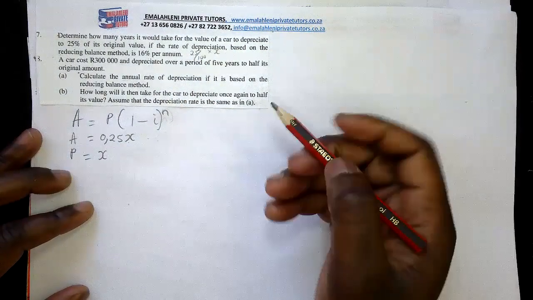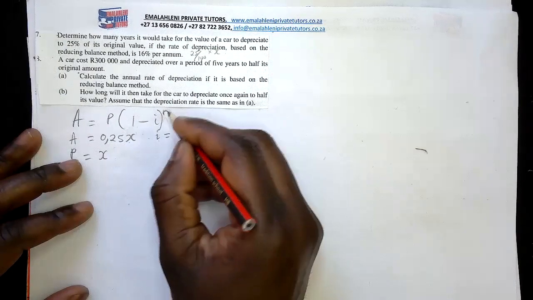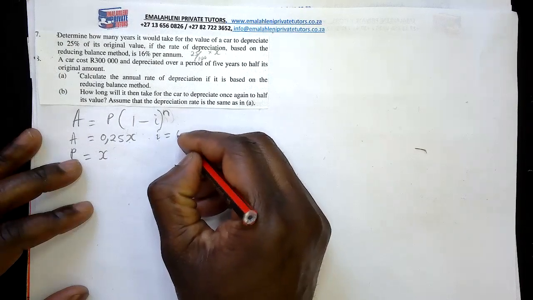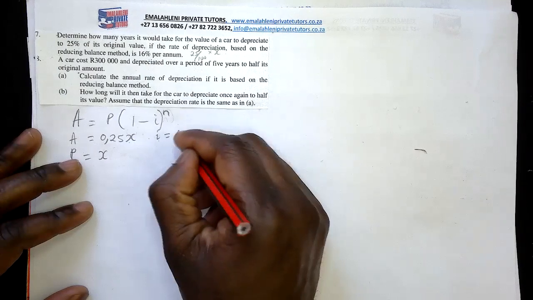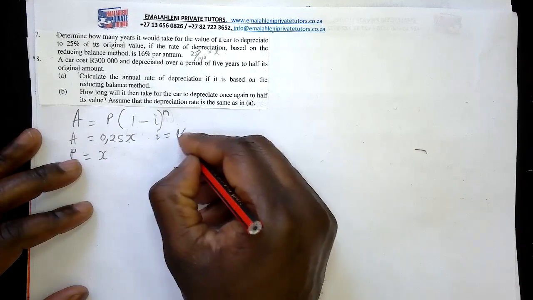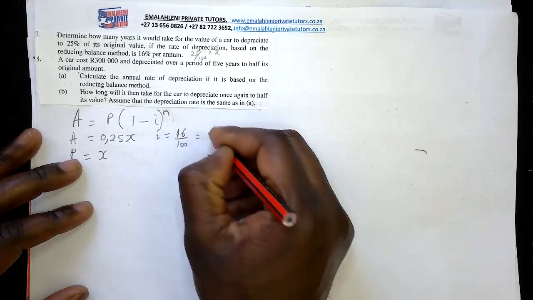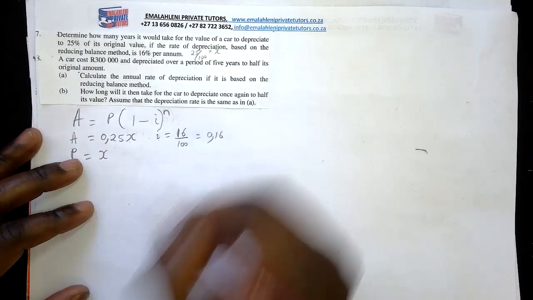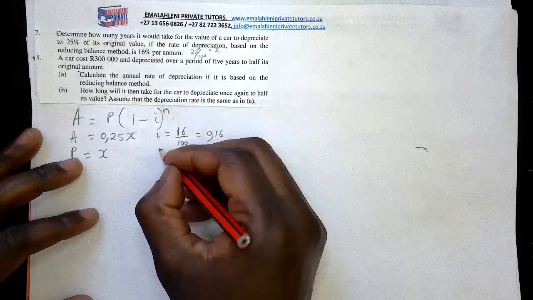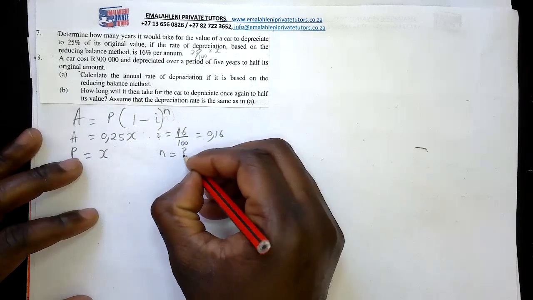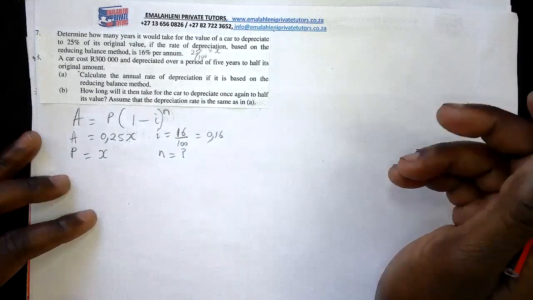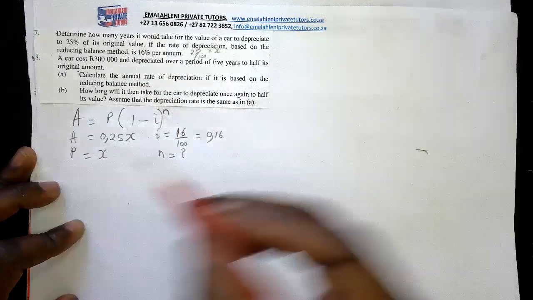Now, what about I? Our I is given as 16%. So it's 16 over 100, which is 0.16. That's our interest rate there. What about our n? Our n is the one in question. So what must we do now? We write our formula.